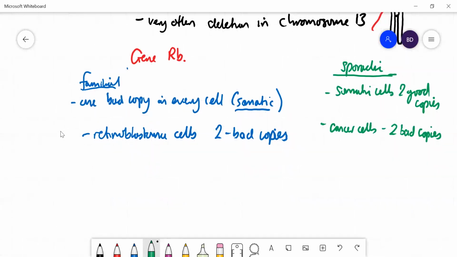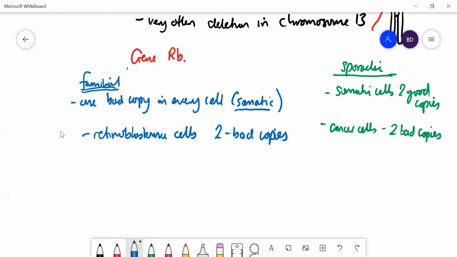Oh, and I'll just say in the familial case, if you've only got one copy in every other somatic cell, then if you get a mutation in those cells, they can develop cancer as well. It's not just the retinal cells. So the retinoblastoma gene, although it's called the retinoblastoma gene, is not just confined to having a role in retina cells. It's every cell in the body that can divide.